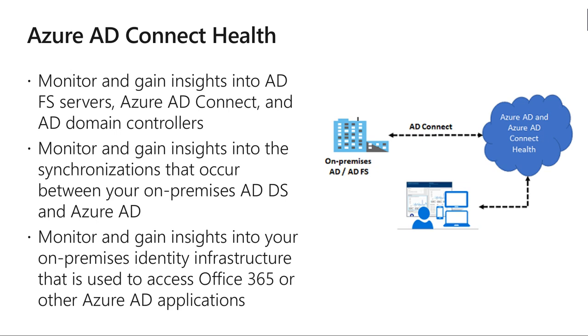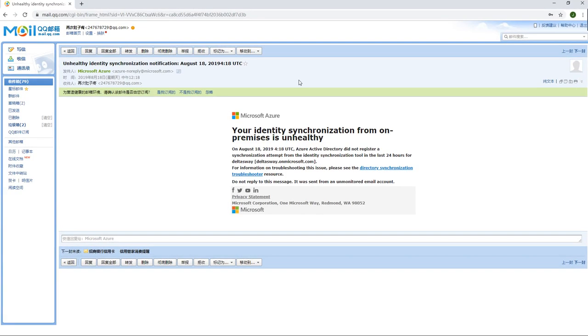The default synchronization schedule for Azure AD is 30 minutes. It cannot be lower than that, but you can manually trigger any of the synchronization using PowerShell. So let me see. I should have one here, yes. I can see here your identity synchronization from on-premises is unhealthy, right? It says yesterday I did not register a synchronization attempt from the identity synchronization in the last 24 hours. So this is unhealthy, right?